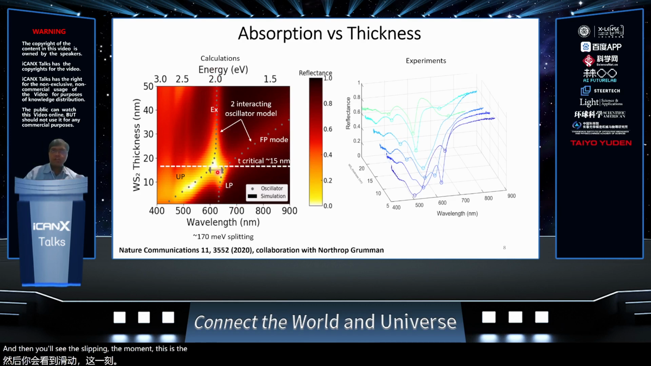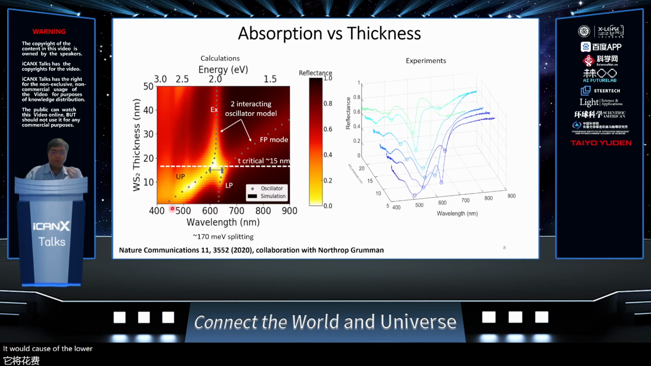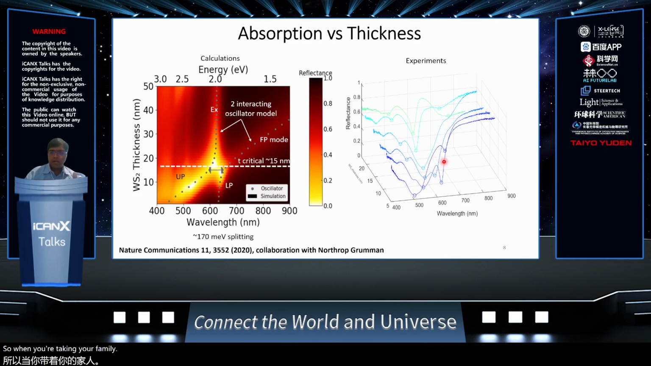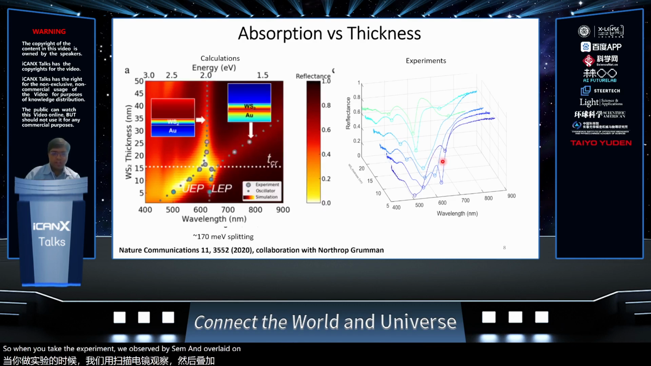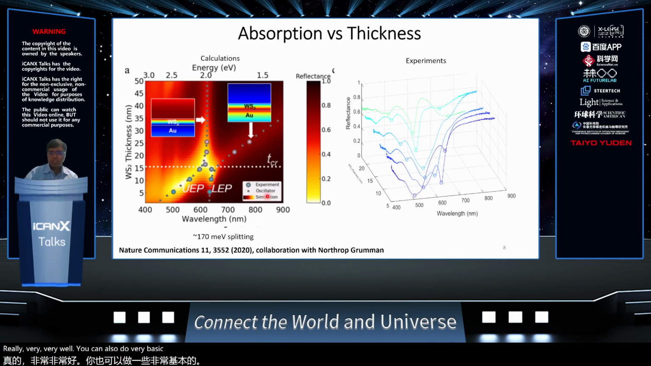This is the classic signature of strong light-matter interactions, or formation of exciton polaritons. You would call this an upper exciton polariton branch, and this a lower exciton polariton branch. This mode is typically what you would call your cavity mode. Some people like to call it a Fabry-Perot cavity mode. I don't think it is necessarily Fabry-Perot because it's a lossy medium. When you take the experimentally observed points and overlay them on the simulation spectra, you see that they match up quite well. These circles are experimentally measured points, and this is observed very well. You can also do very basic first principles calculations of two coupled mechanical oscillators, and once again, you will find that these dashed lines fit quite well to what we are observing here. So this was very neat, very interesting.